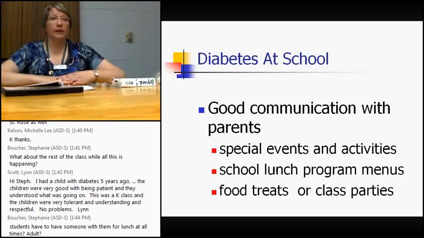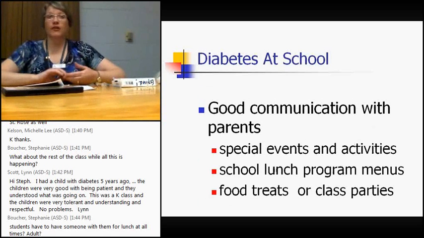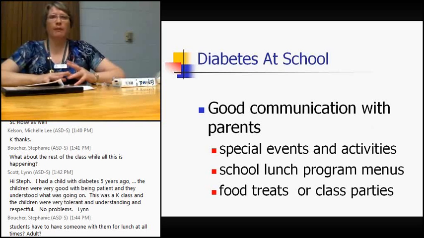Good communication with parents is absolutely essential for any children, but for any children with diabetes. So if there's going to be any kind of a special event or activity that you know about in advance, if you can let the parents know, then they can work to build that in so that their child can participate. School lunch programs, menus that are happening, if you could communicate any things that are going on there, that just makes life so much easier.